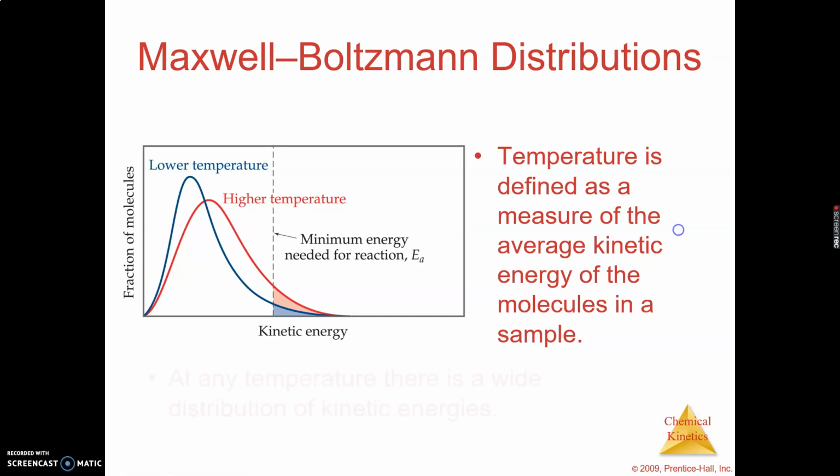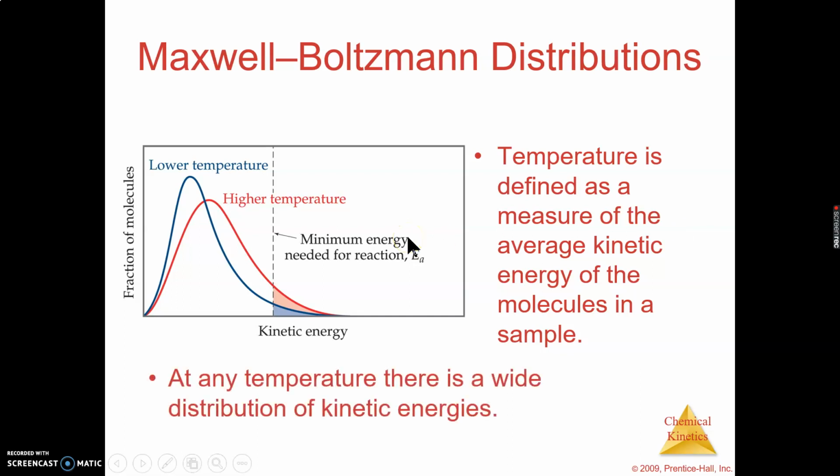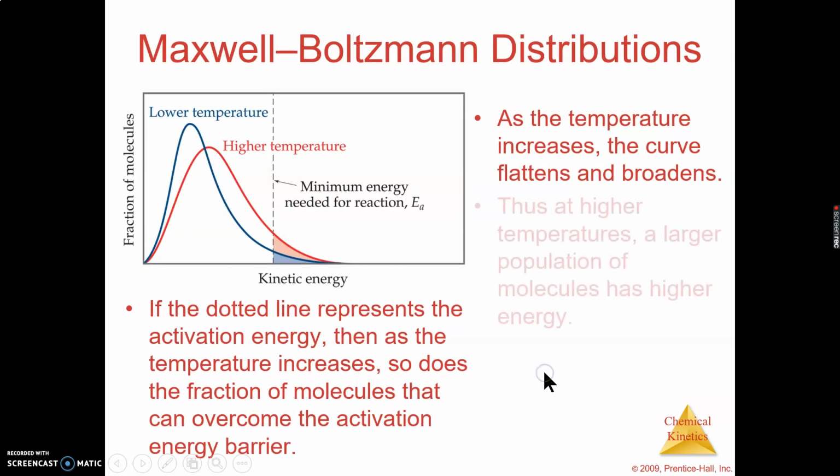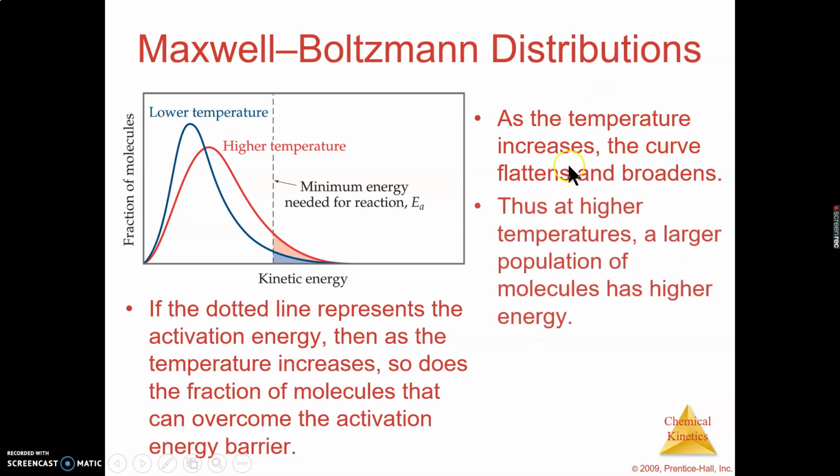And so here you can just look at temperature. How does temperature have an effect on the reaction? So we know that temperature is the measure of kinetic energy. The higher the temperature is, the more kinetic energy our molecules have, meaning the faster they are moving. And the main thing to see here, we'll go over to this next slide. As temperature increases, the curve flattens or the curve broadens. Thus, at higher temperature, a larger population of the molecules have more energy.